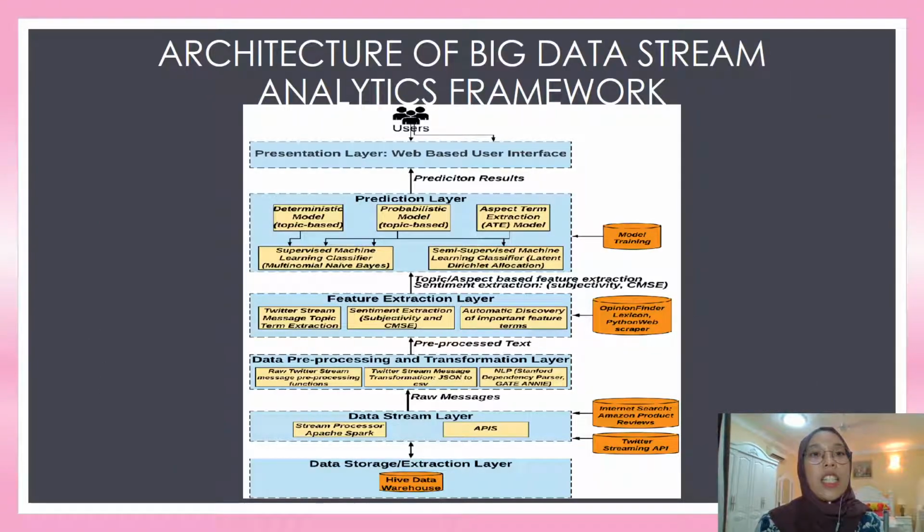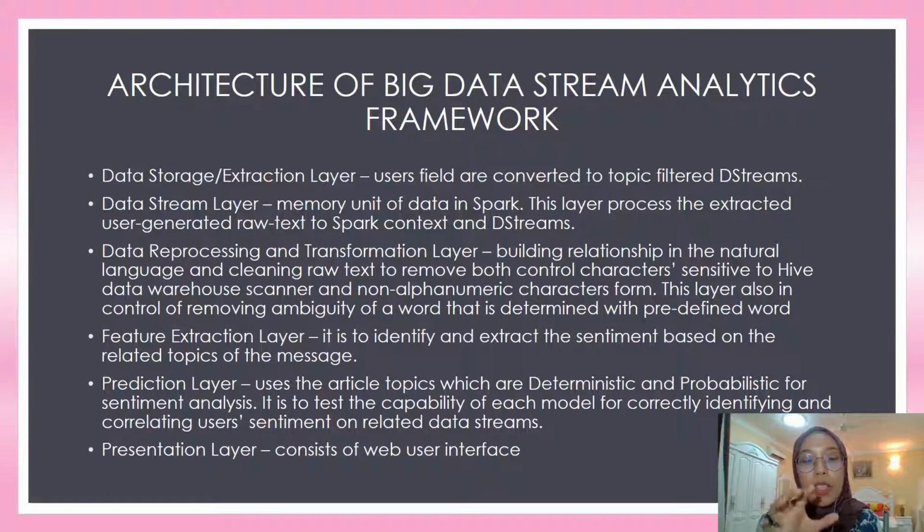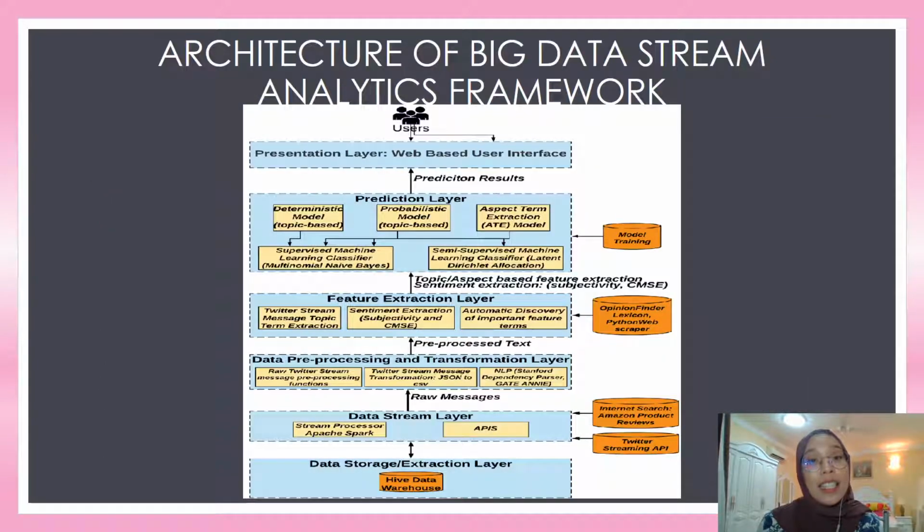Okay, so the next one is the prediction layer. At this point they will predict the topic using deterministic and probabilistic sentiment models. So basically these sentiment analyses will test the capability of each model for correctly identifying and correlating user sentiment on related data streams. And so lastly, once it has predicted, it will use the deterministic and probabilistic models to know which topic. So lastly, the presentation layer: once it has collected everything, it will organize it and display it back to the user.